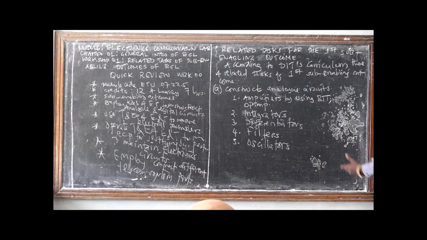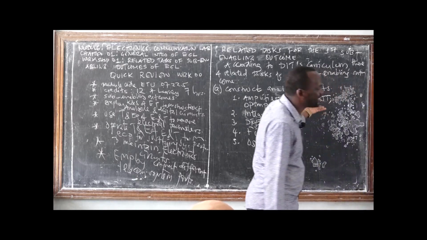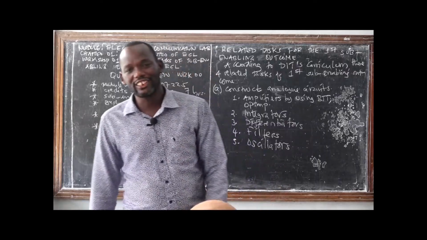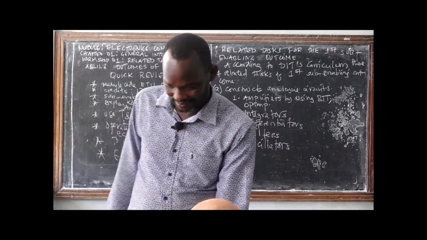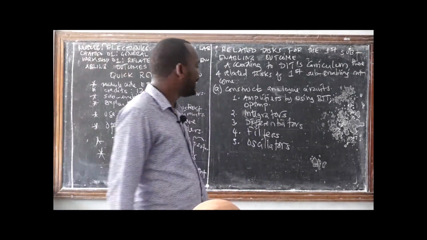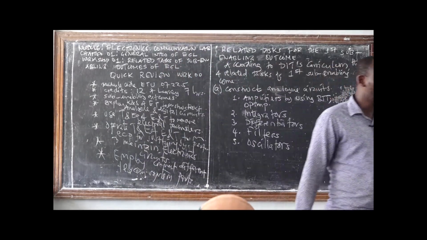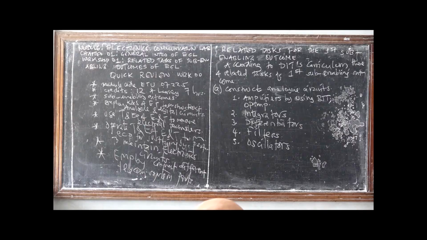I told you, bipolar junction transistors in electronics we just use to construct amplifier, switch, and oscillator. That's all. Okay? So when you see integrators, you have to think about operational amplifiers. We use operational amplifiers to construct integrators.